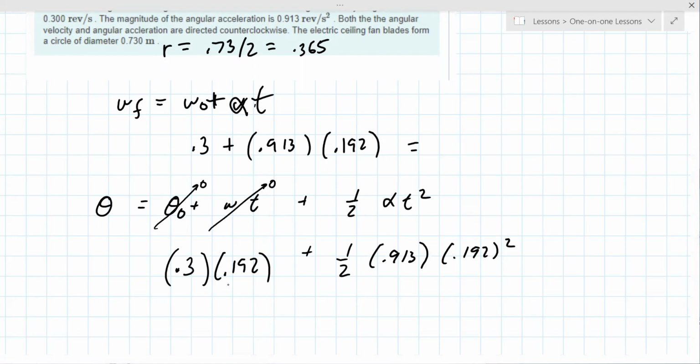All right, on to part C. Part C says, what is the tangential speed? So we're trying to find VT, and VT is, I don't like their notation. I don't understand it. Their VT is omega R. Omega R. Okay.